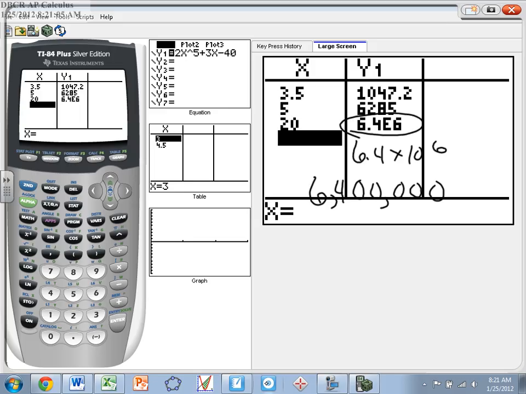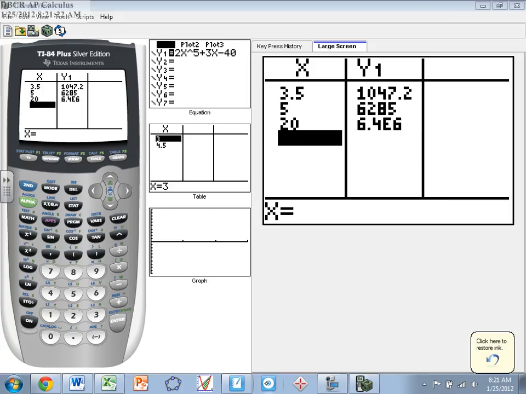So when you have a table and it says E there, it just means that the number is too big, the table can't show it, so it's going to use scientific notation. Okay? Again, the table function is handy when you're evaluating at several different points, like we just did here, 3.5, 5, and 20. If you're only finding the value at 3.5, it's really not worth it that much to use the table. But sometimes the table does take into account some small errors that people have.